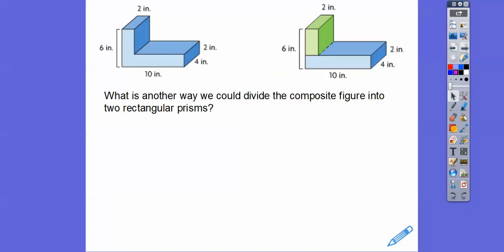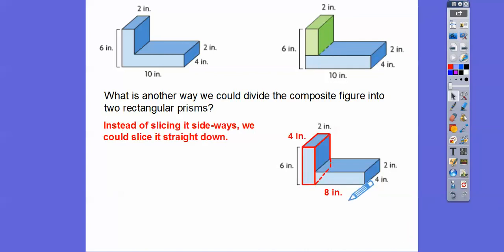So what's another way we can divide those composite figures into two rectangles? Well, instead of cutting this green guy off on top, what we could do is slice it straight down, and I tried doing my best right there. If we sliced it straight down, it gets us this prism over here and this shorter prism right here. Since that's 2 right there and the whole length is 10, this little piece right here is going to be 8. So 8 by 4 by 2.